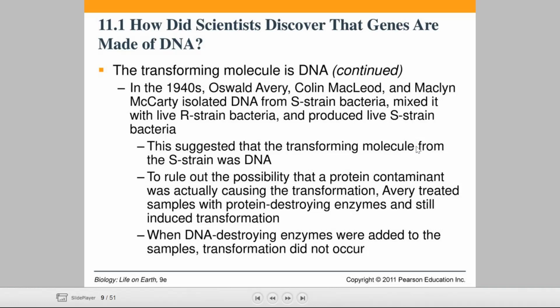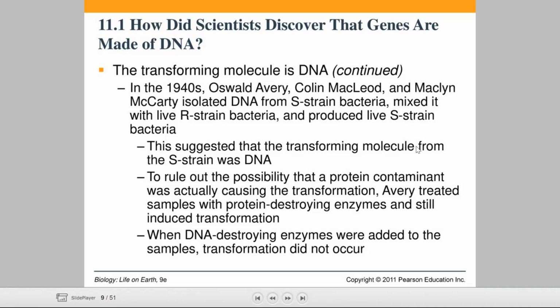So Avery also treated the samples with protein-destroying enzymes. And then he still observed that the induced transformation still occurred. So it means it is not protein. Why? Because you already destroyed the protein using enzyme and transformation can still take place. So it means it is something other than protein.